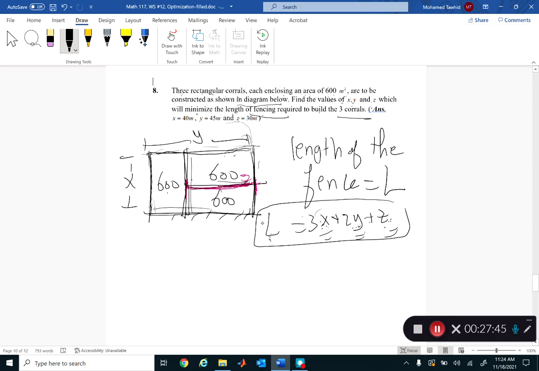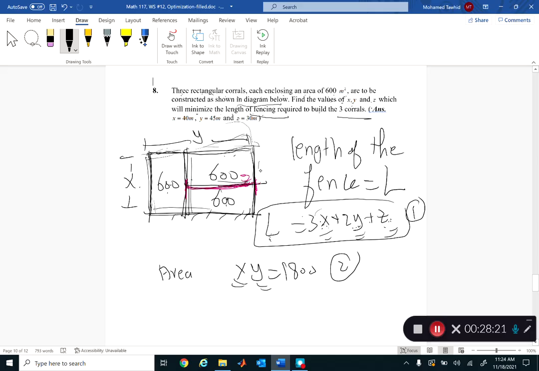I'm going to use the fact, look what you have. What is the area of a rectangle? The area of any rectangle is x multiplied by y. What is the total area? 600 plus 600 plus 600, so you have 1800. Let me give this equation number 1. Number 2, x multiplied by y gives you the total area, right? So that is a relation between x and y.